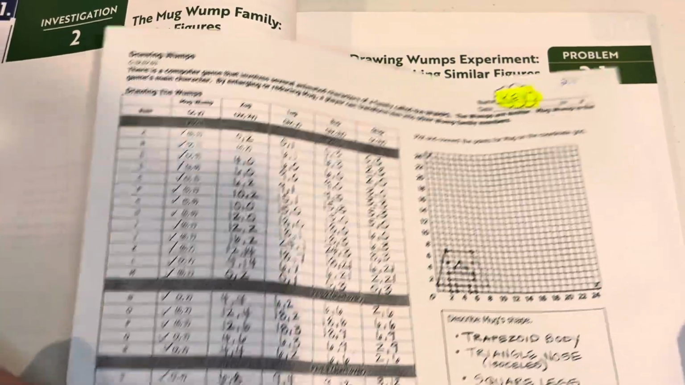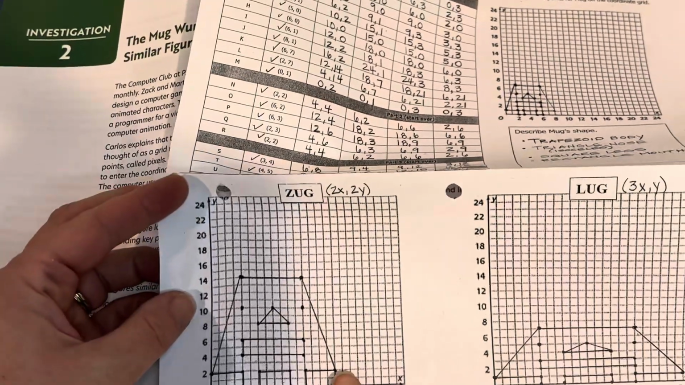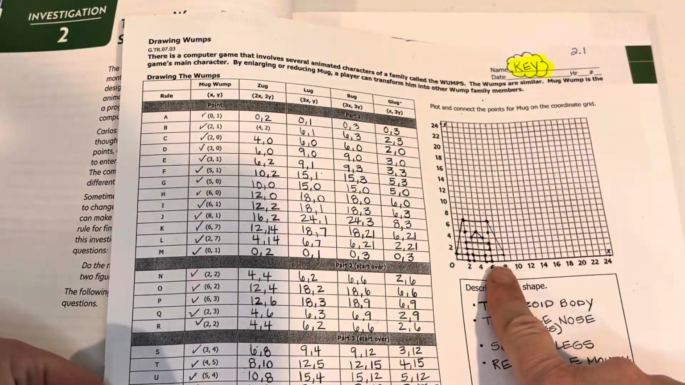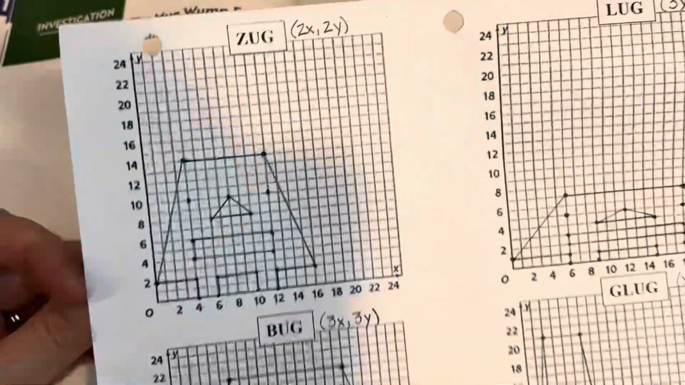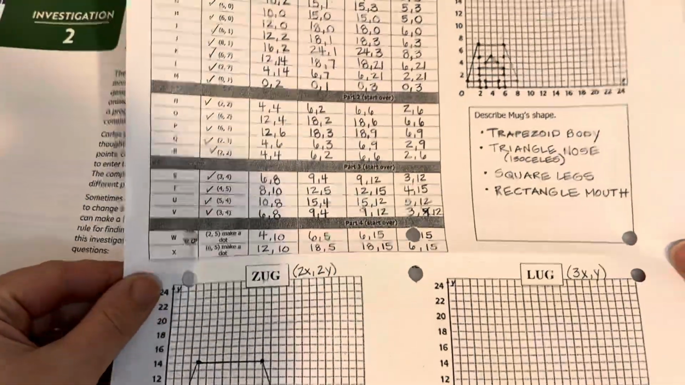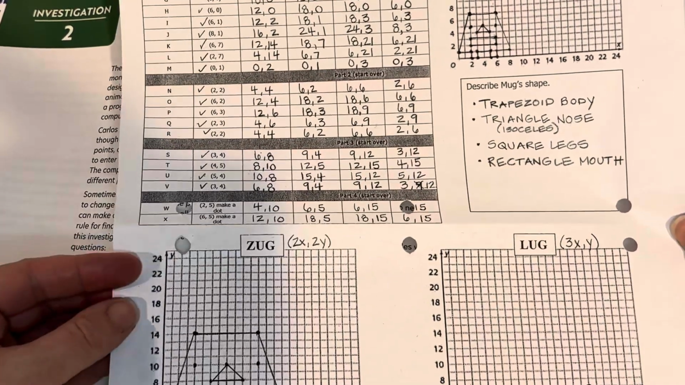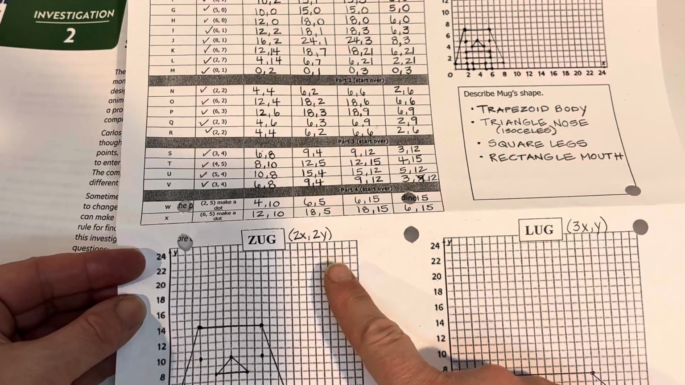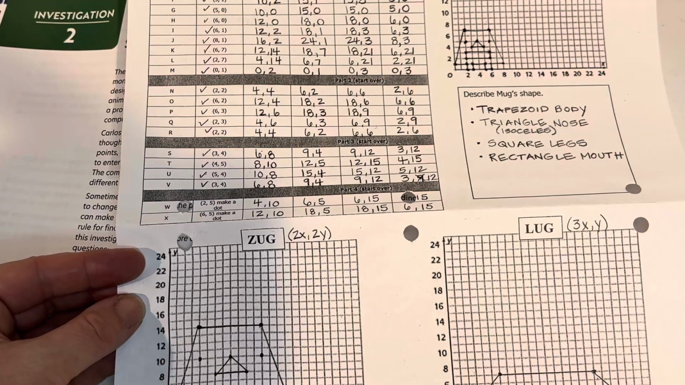So for a quick glance at Zug, I want you to compare Zug's picture here, 2x, 2y, to the original Mug Wump. And I want you to think, are these pictures similar? Do they show an imposter, or do you think it's pretty accurate? And I want you to pay attention to the rule as well. 2x, we multiplied the x coordinate by 2, and 2y, we multiplied the y coordinate by 2.